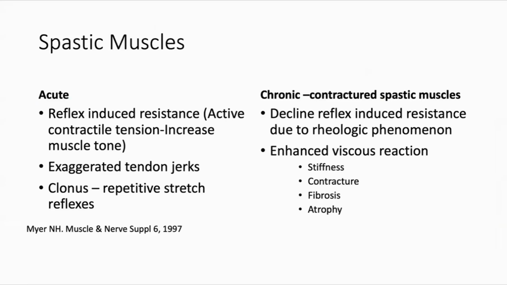When the patient is young, their muscle is still contractile. So we see reflex-induced resistance, which means active contractile tension and increased muscle tone. They have exaggerated tendon jerks and they have clonus. But as they get older, the chronic spasticity causes contractures in spastic muscles. There is a decline in reflex-induced resistance due to a rheologic phenomenon, and it enhances viscous reaction, causing stiffness, contractures, fibrosis, and atrophy.